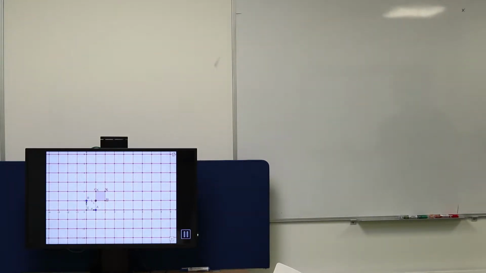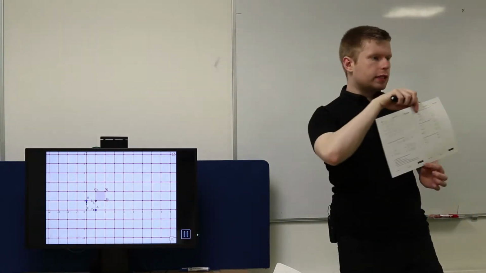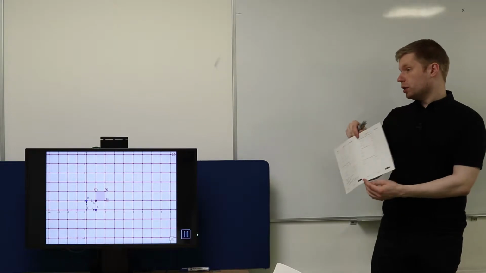Okay, let's have a look at this then. So I think we've exhausted everything that we can do on this sheet. Boys, can I have a bit of quiet, please? I think we've exhausted everything that we can do on this sheet at the moment.